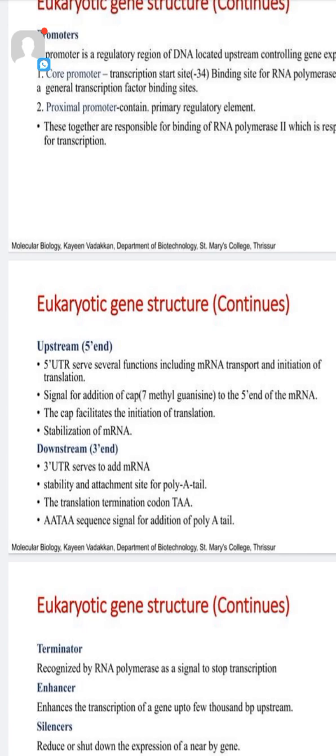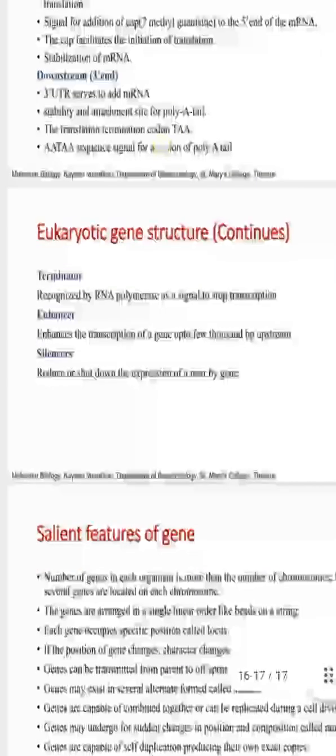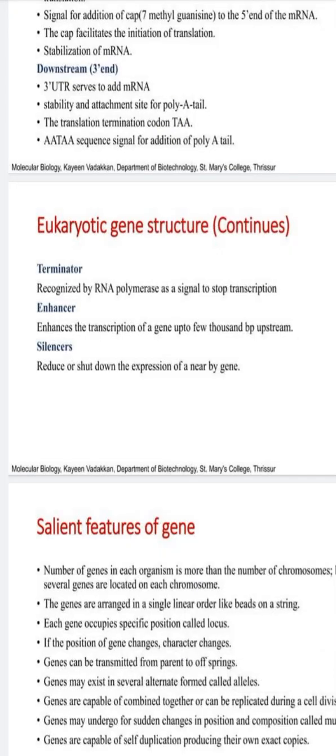This has several functions including mRNA transport, initiation of translation, and signal for addition of the cap. So 7-methyl guanosine is added at the 5' end of the mRNA, for stabilization of the mRNA. Downstream, mRNA stability comes from a poly A tail being attached, and you have the termination part there, that is a codon TAA, and sequences like the poly A signal AATAAA. You also have the terminator, which is recognized by the polymerase enzymes, and they will stop the transcription.